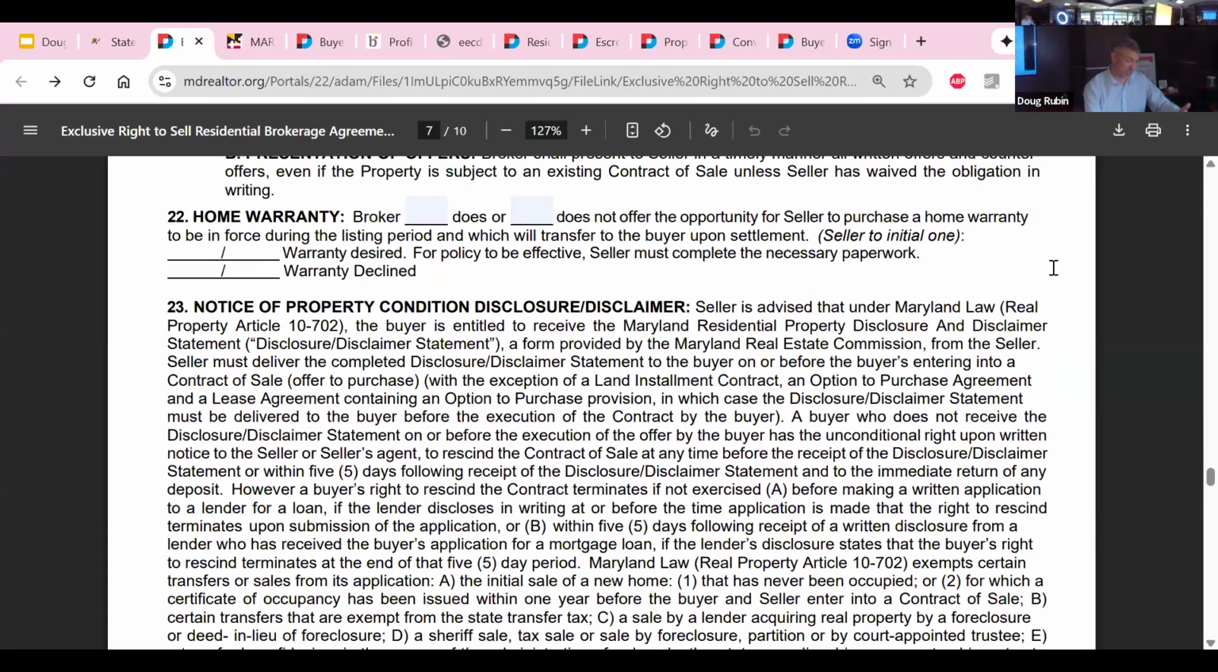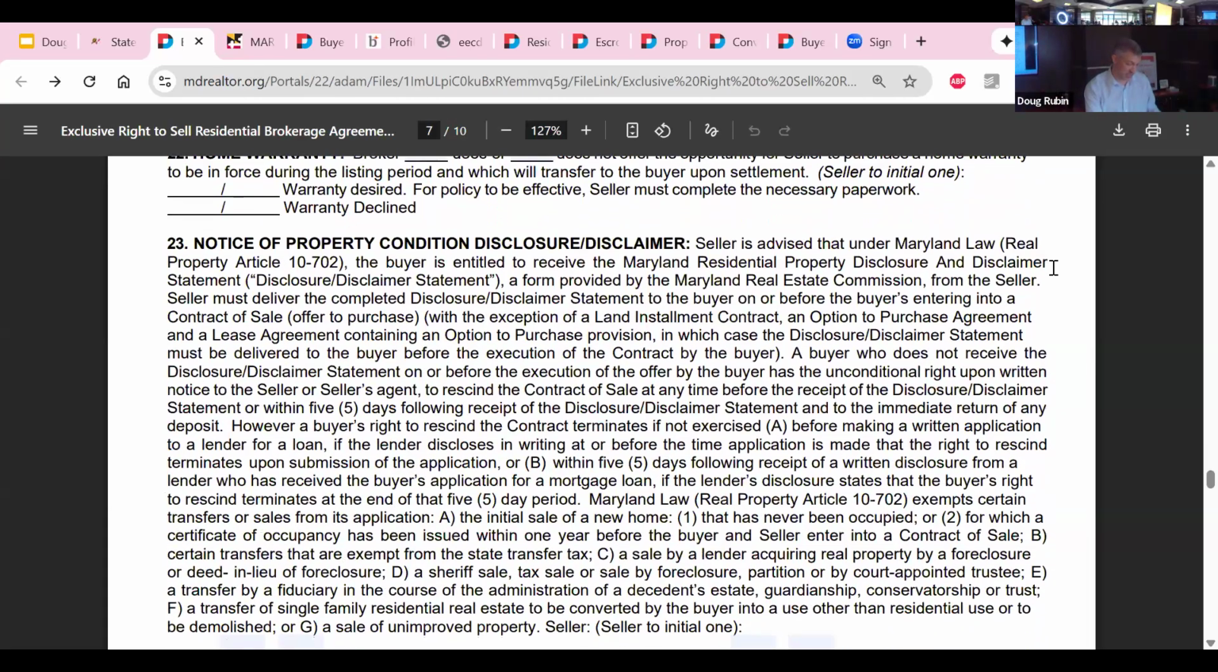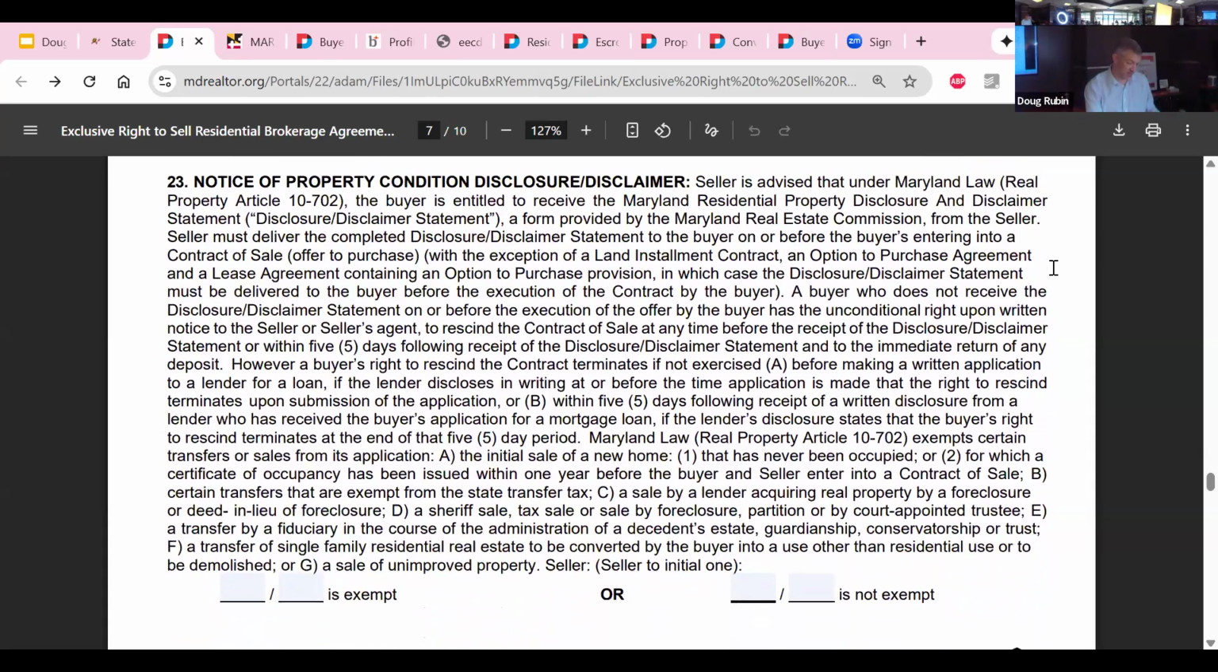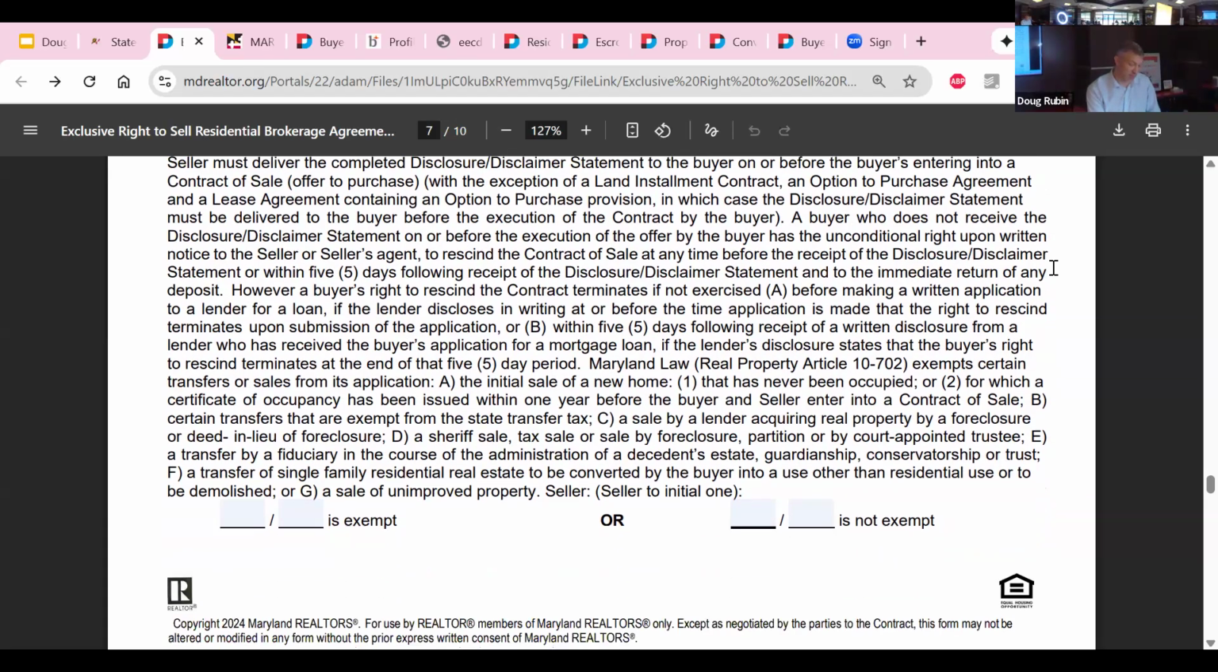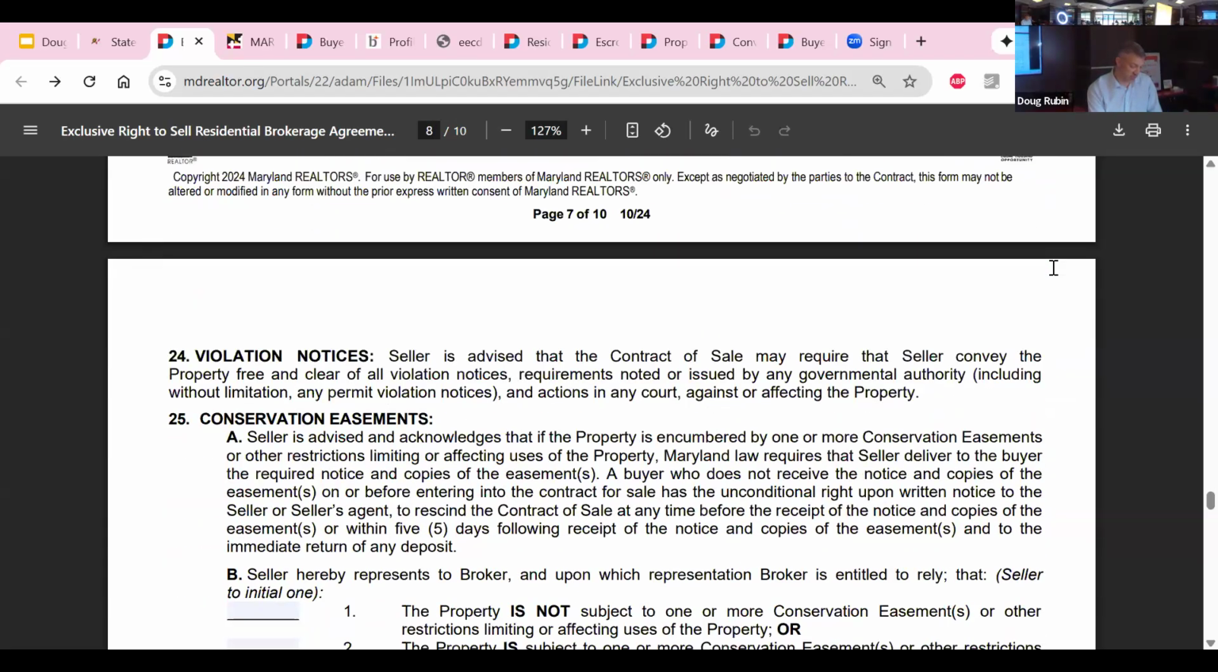If your brokerage offers a home warranty, they need to notate the correct spot. We're going to spend a minute right after this going over the disclosure and disclaimer statement. But basically here you need to have the conversation. Are we exempt from the disclosure and disclaimer, or are we not exempt? In most cases, we are not exempt, and we're going to need to fill out these forms. I'll go over the exemptions on the next document that we go through. But these are fun forms that we should all be familiar with.